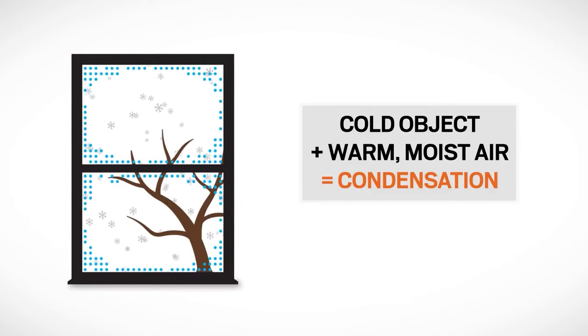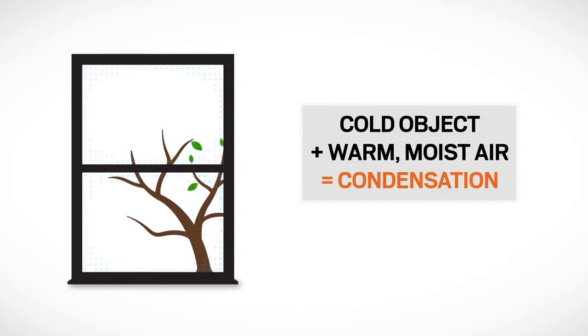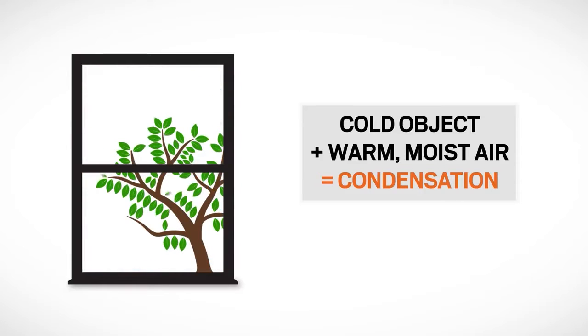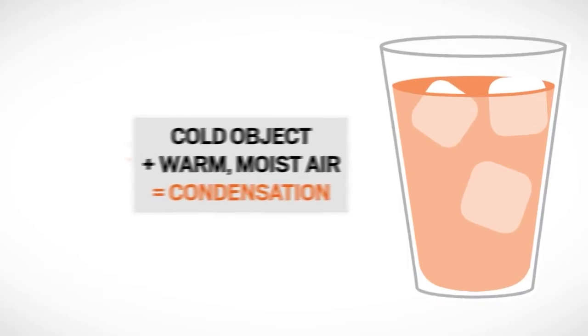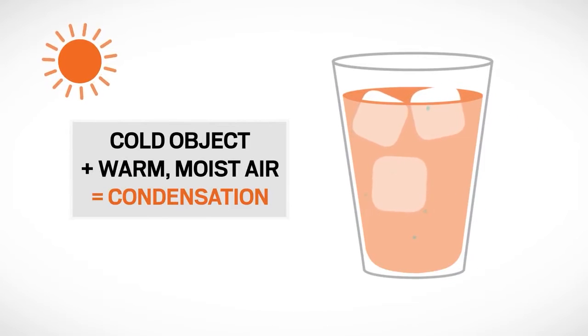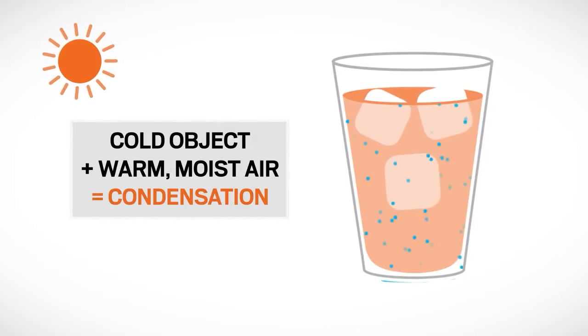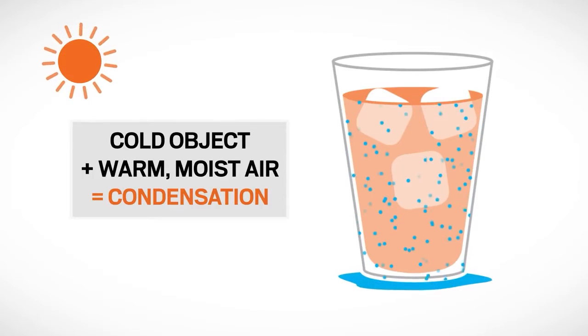Although condensation is most common during the winter, it can occur whenever water vapor in warm air contacts a colder surface. That's why your iced tea glass sweats during the summer. The glass is cold, and condensation forms when warmer, moist air comes into contact with it.